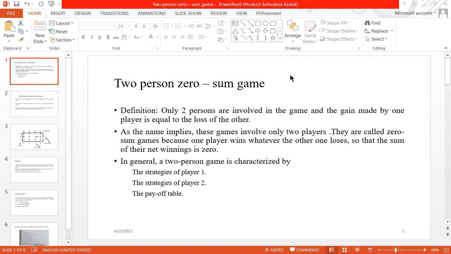And the gain made by one player is the loss of the other player. So that is a zero-sum game. Zero-sum game means the gain of one player is equal to loss of other. So if one player is gaining rupees 10, the other player is losing rupees 10. So the sum of the gain made by both is equal to 0. Therefore, zero-sum game.